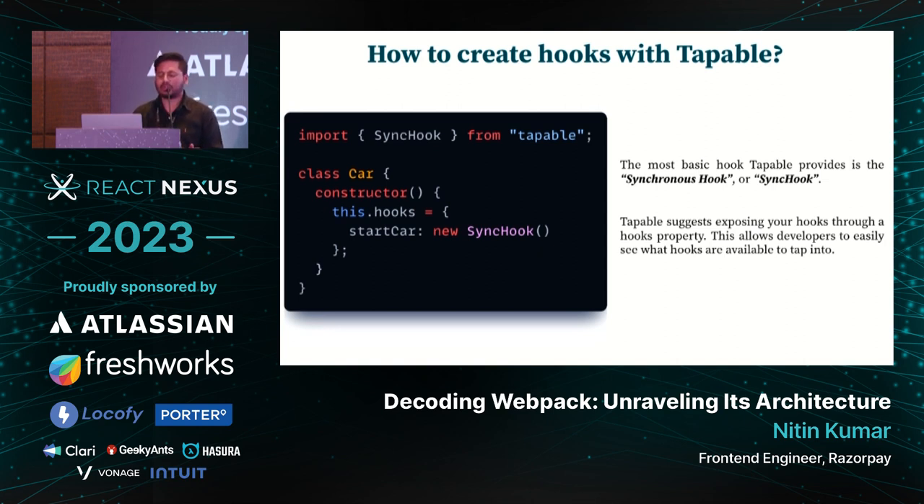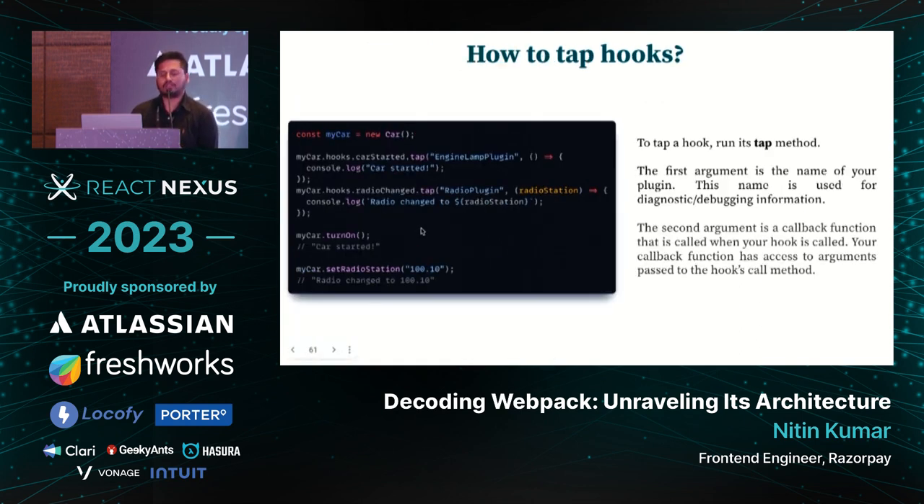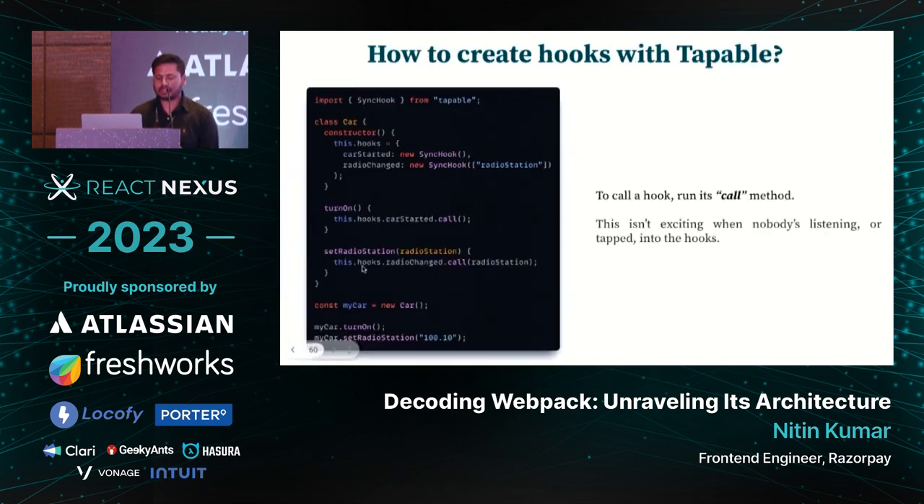So now we have defined the hook, but how do we call it? Let's look at this example. In this example we have two hooks, carStarted and radioChanged. Now to call a hook, we need to run its call method. For example, in this turnOn method, we are calling the carStarted hook. And in this setRadioStation method, we are calling the radioChanged hook. So in case a developer wants to run some code when the car is started or the radio is changed, he can leverage these two hooks.